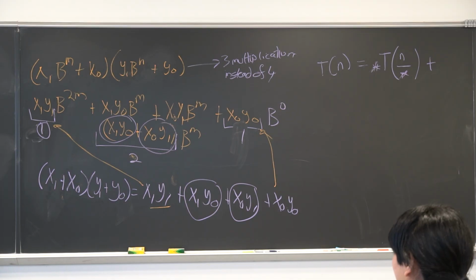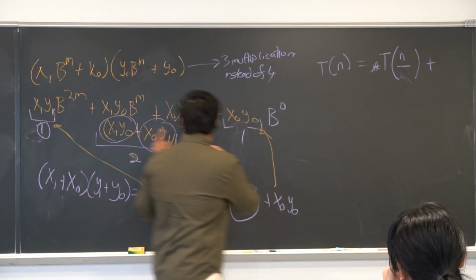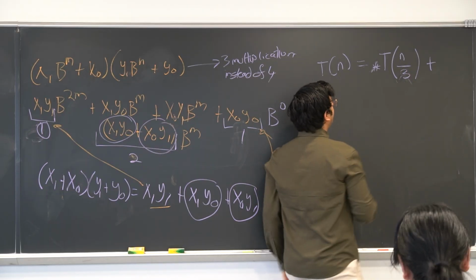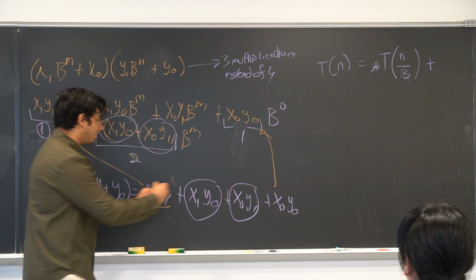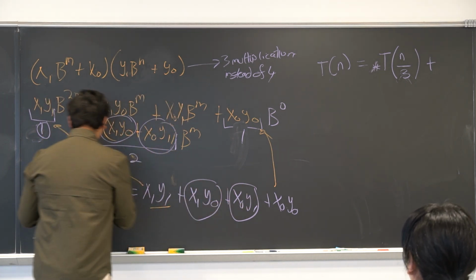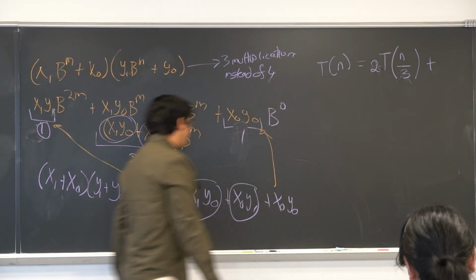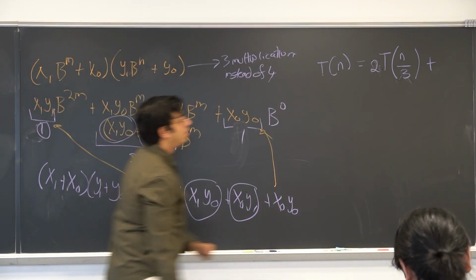Someone made a noise, hopefully. 3? Okay, great. Yeah, I agree 3, because I've taken the original multiplication and I've split it into 3 distinct multiplications. Okay, and then what should this star be? How many thingies am I multiplying at once? 2, great. Okay, and then the work that I'm doing is shifting over by m bits at most. So we can write this as O of n.